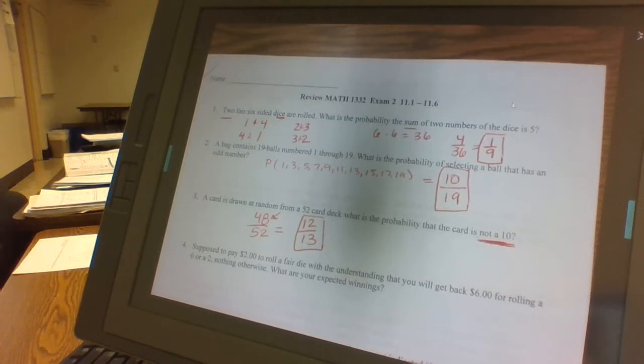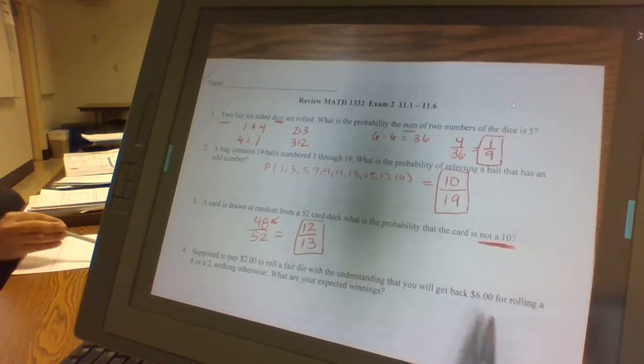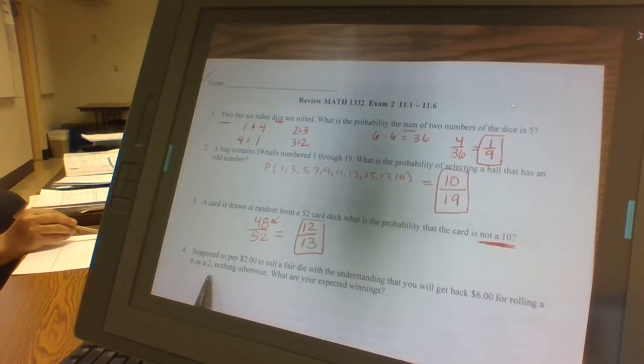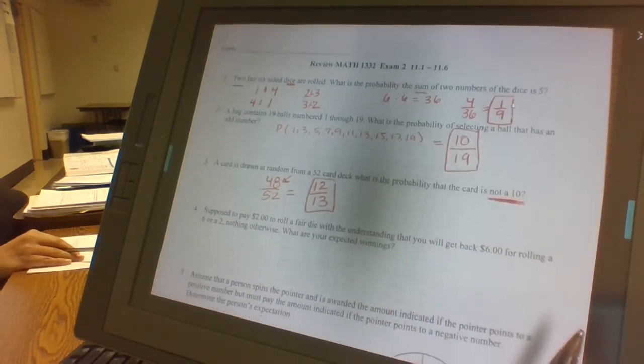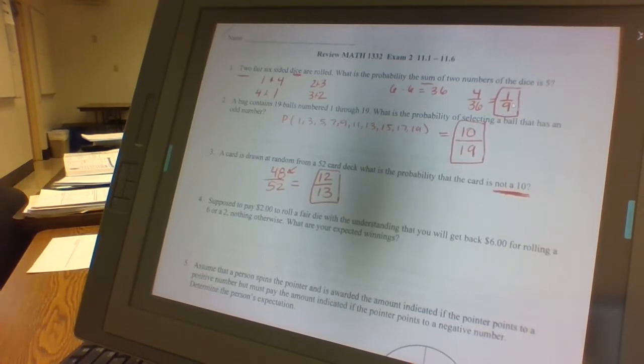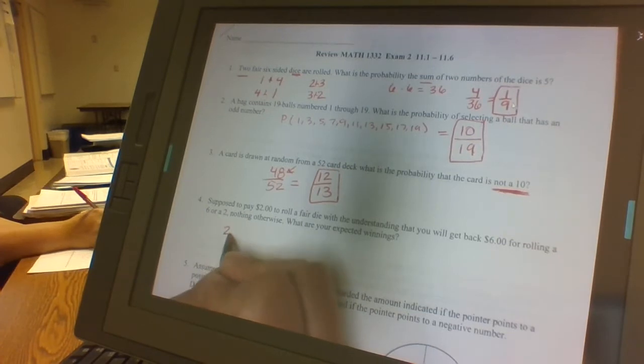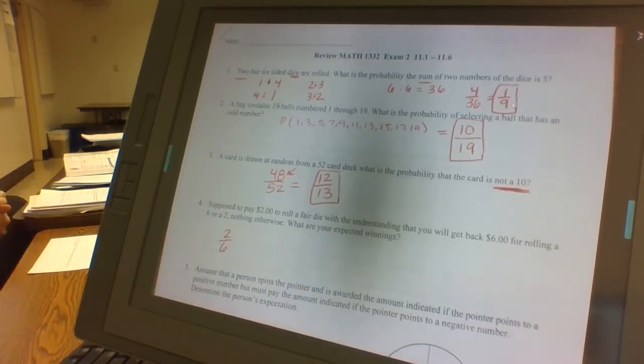Now this is the expected value. So suppose you're supposed to pay $2 to roll a fair die with the understanding that you would get $6 for rolling a 6 or a 2. What are the chances that you're going to draw a 6 or a 2, without simplifying your fractions? It is 2 out of how many? 6.